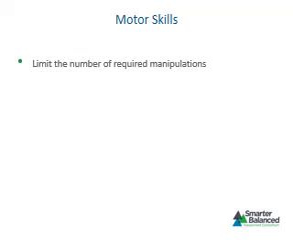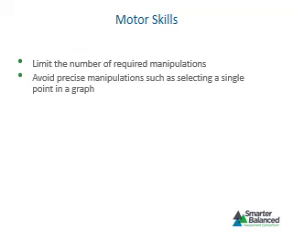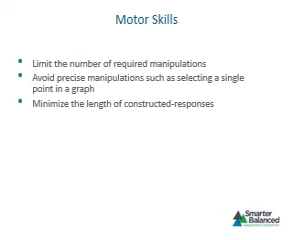To improve accessibility of items and performance tasks for these students, it is important to consider the interactions and manipulations that students must perform in order to produce a response and to limit the number of manipulations required when possible. Avoid precise manipulations, such as selecting a single point in a graph. And minimize the length of constructed responses. Clearly, some items will require precise manipulations or extended written responses. However, when possible, care should be taken to design items that minimize these issues unless required to access the assessment target.